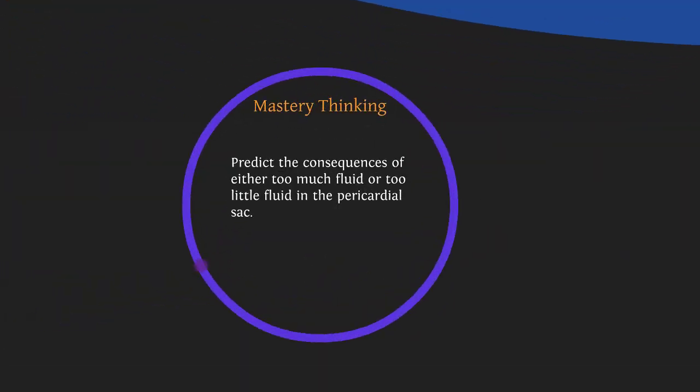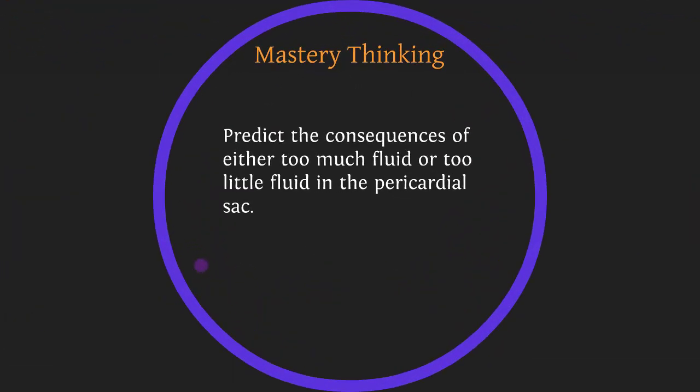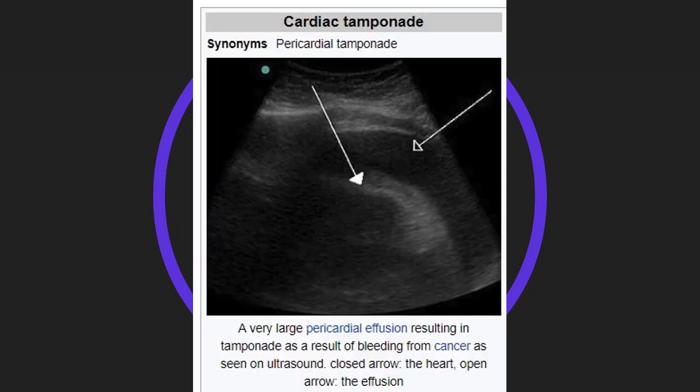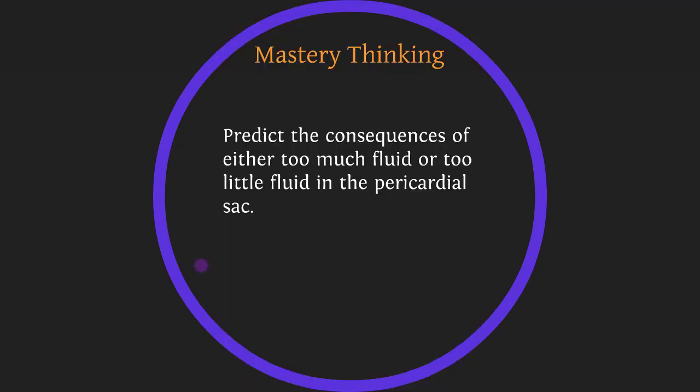Predict the consequences of either too much fluid or too little fluid in the pericardial sac. Too little fluid will cause more friction. Too much fluid is actually really interesting, because when the heart contracts, if that space suddenly fills in with fluid, when the heart goes to relax, it can't relax to the same big size again.